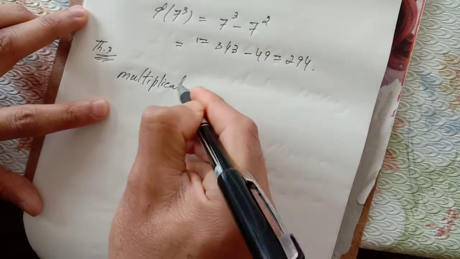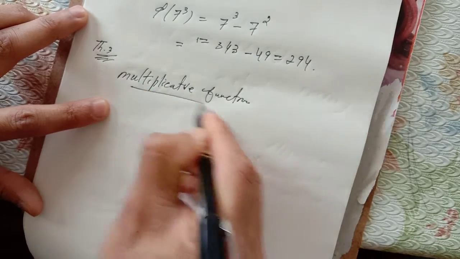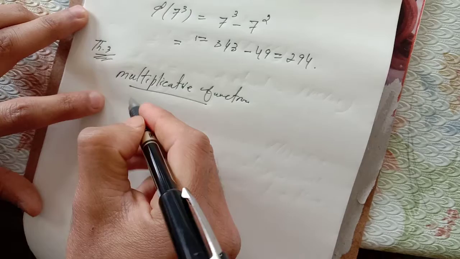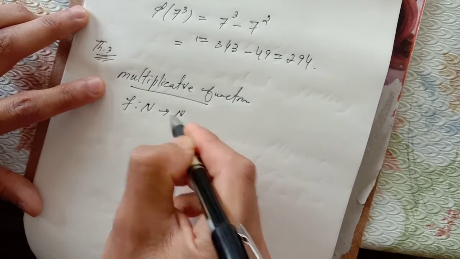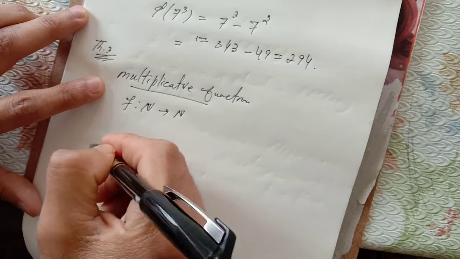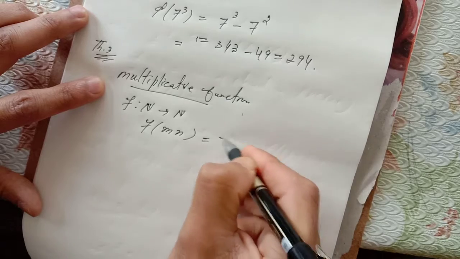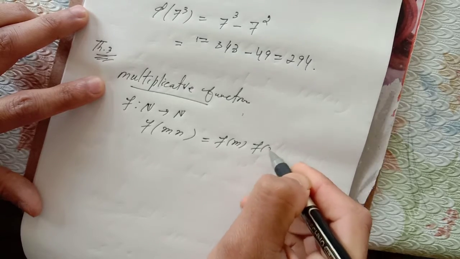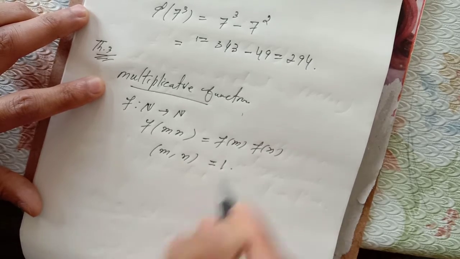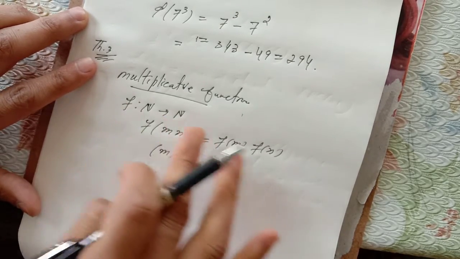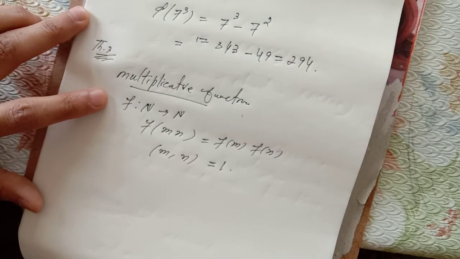Multiplicative function. We say a number theoretical function, which means a function from N to N, is a multiplicative function if f of m into n is equal to f of m into f of n for any m and n such that they are relatively prime. If a number theoretical function satisfies this property, we say it is a multiplicative function.